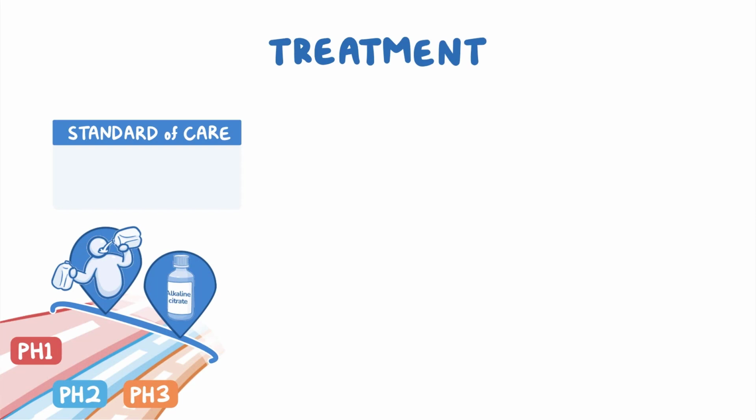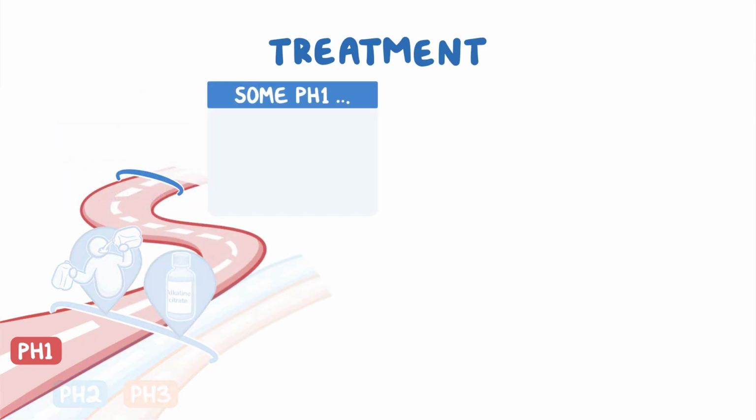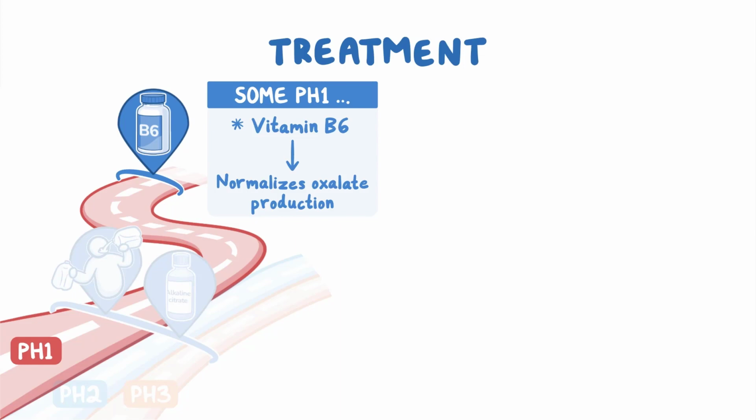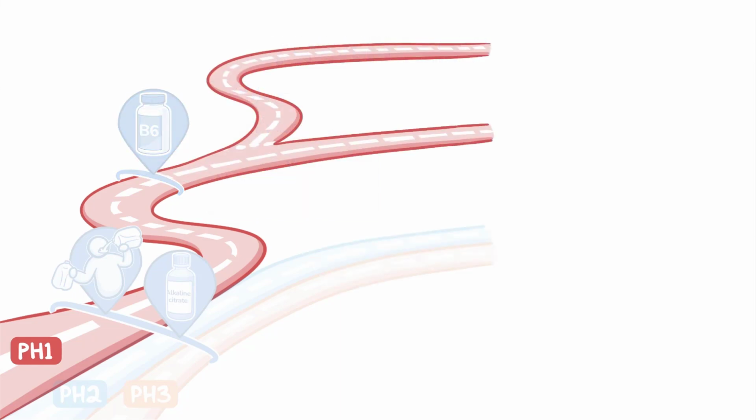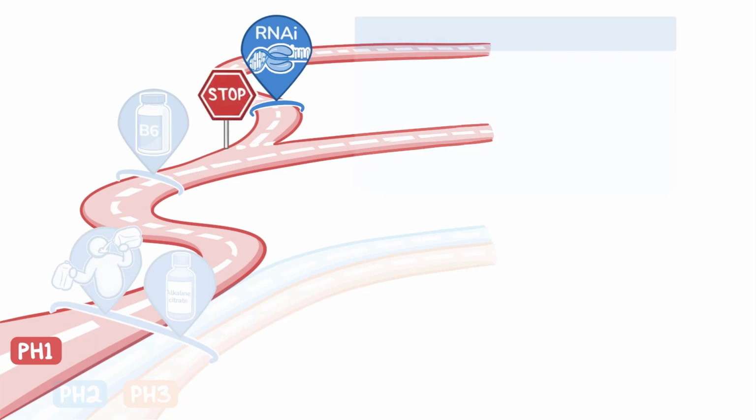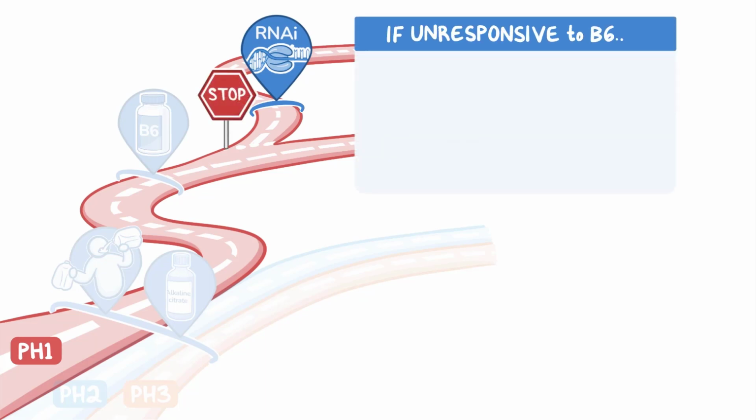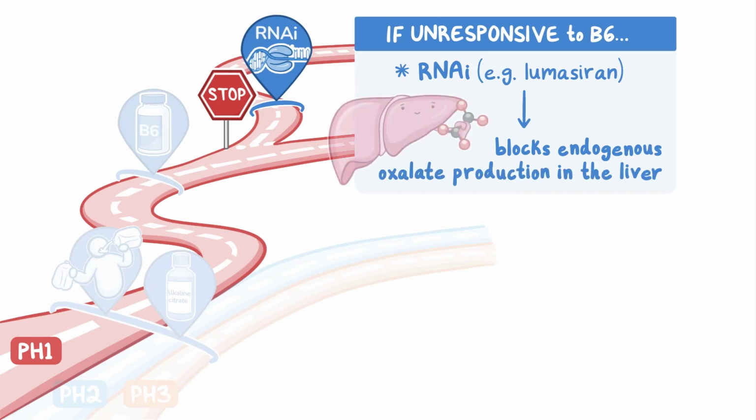The standard of care treatment for all PH forms includes hyperhydration and alkaline citrate medication. In some PH1 patients with specific mutations, treatment with vitamin B6, the cofactor of the defective enzyme AGT, can normalize oxalate production and thus urinary excretion. Emerging therapies such as RNA interference, or RNAi, should be considered in those PH1 patients unresponsive to vitamin B6. The RNAi drug lumasiran can be prescribed to block the endogenous oxalate production by inhibiting the liver-specific enzyme glycolate oxidase, upstream the metabolic defect.